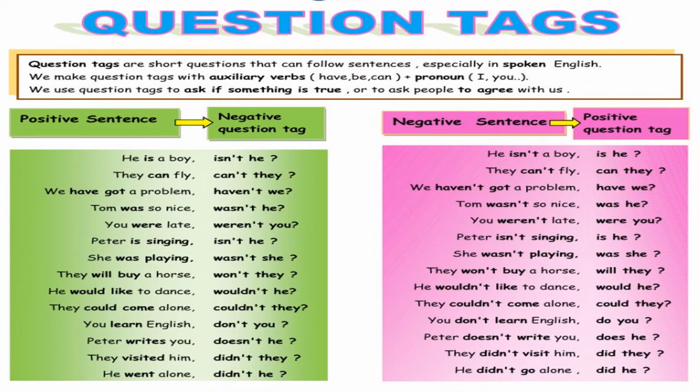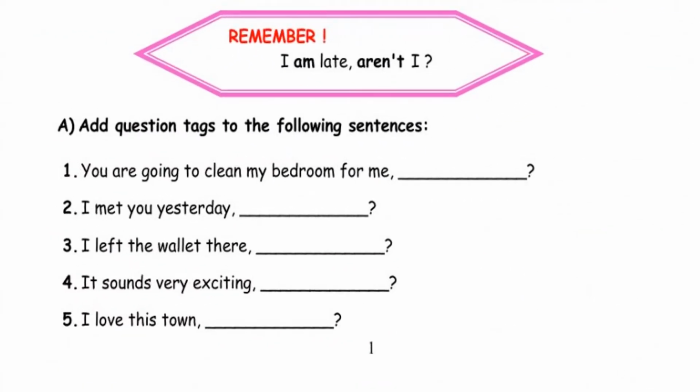They won't buy a horse, will they? He wouldn't like to dance, would he? They couldn't come alone, could they? You don't learn English, do you? Peter doesn't write you, does he? They didn't visit him, did they? He didn't go alone, did he? Remember that we change am to aren't when we make a question tag. For example, I'm late, aren't I?